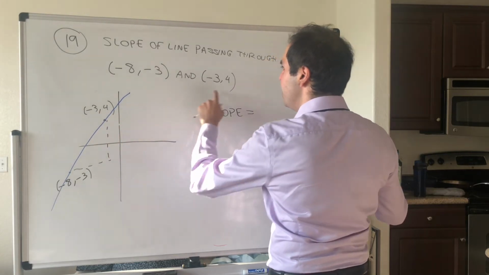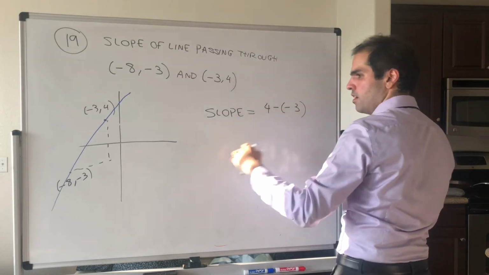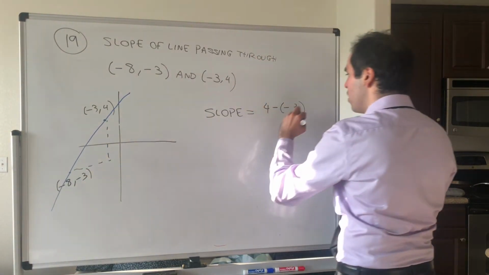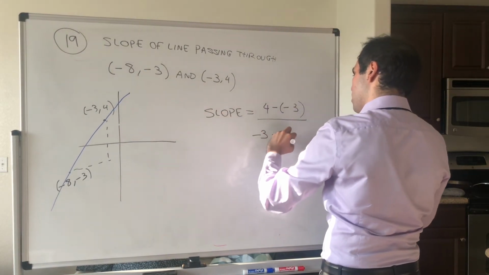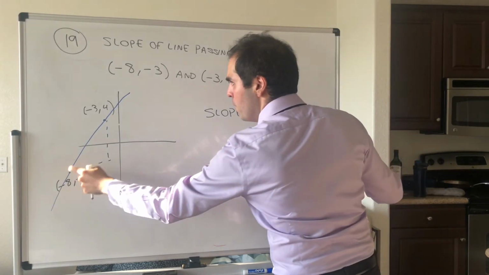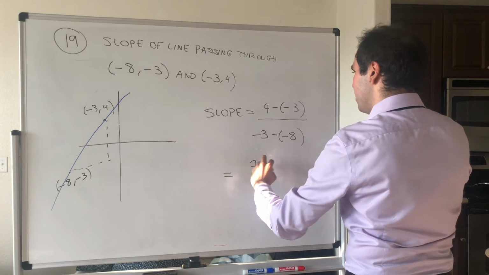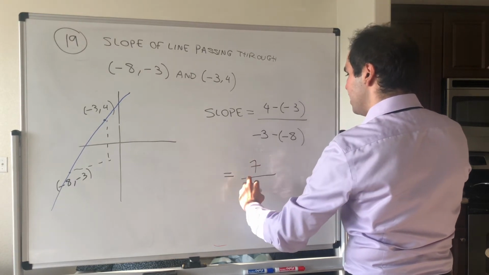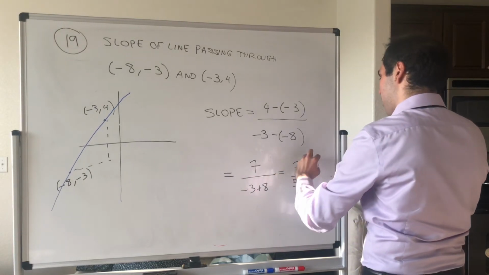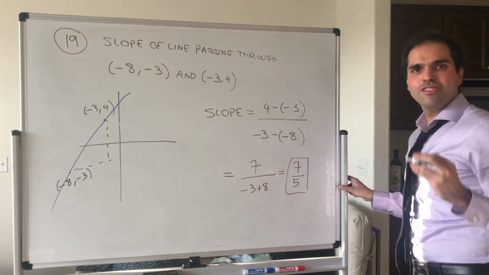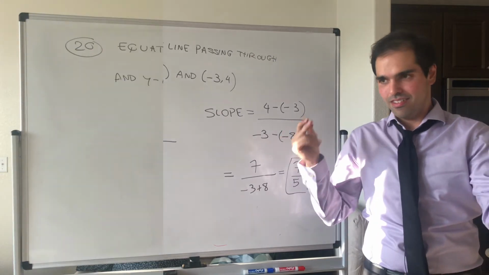So here the rise is just 4 minus minus 3, because you see it went from minus 3 to 4, divided by minus 3 minus minus 8, because we went from minus 8 to minus 3. So in the end, what this becomes is 7 over minus 3 plus 8, which is 7/5. That's just the formula for the slope of a line. All right, next question.